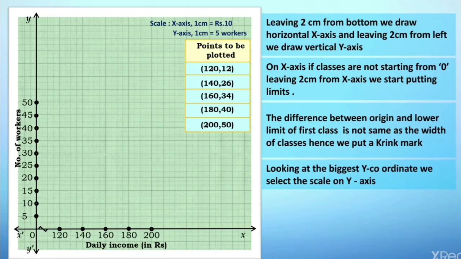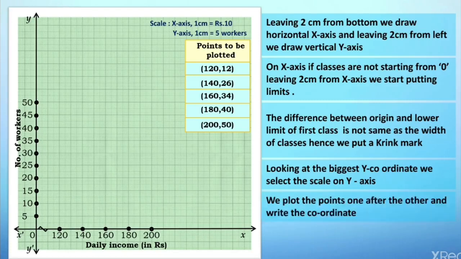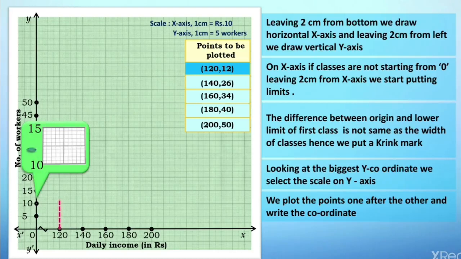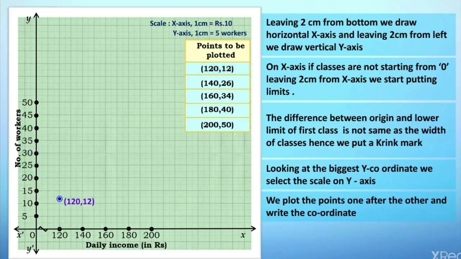And y-axis scale is 1 centimeter is equal to 5 workers. Now, once we are ready with these, after that we start plotting the points. The first point that we plot is 120, 12: 120 on x-axis and 12 on y-axis. So we get the point, we mark it as 120, 12.